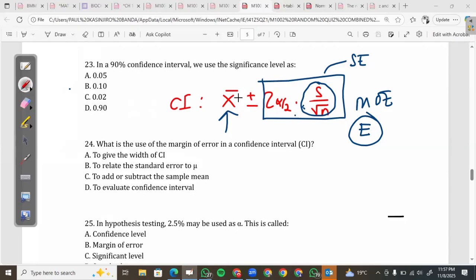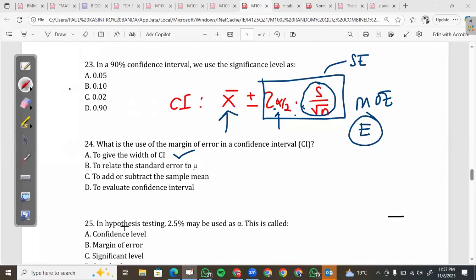I remember in the tutorial sheet we even had questions where we are reducing the z value. When the z value reduces, it means the margin of error reduces, and then we see that the width of the confidence interval gets shorter and shorter. So it's very important for the width of the confidence interval. So we pick A there as the best answer.